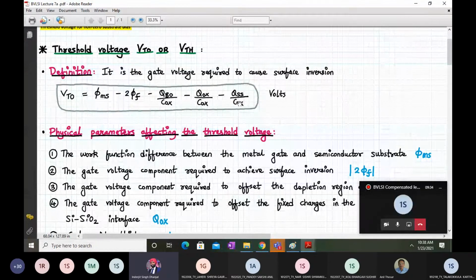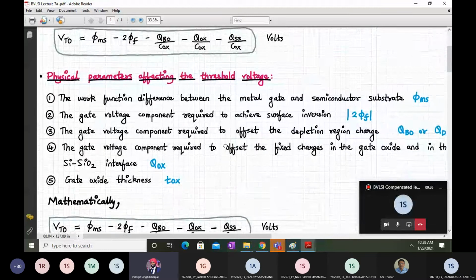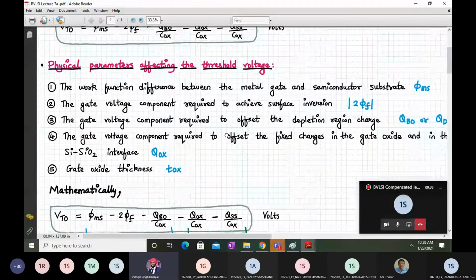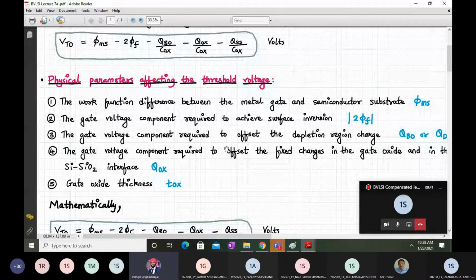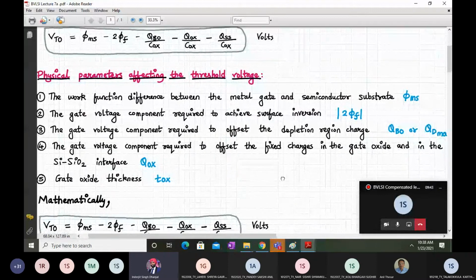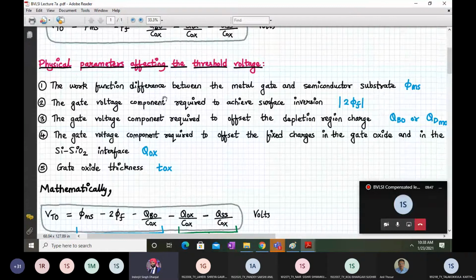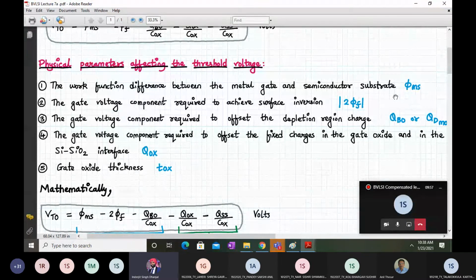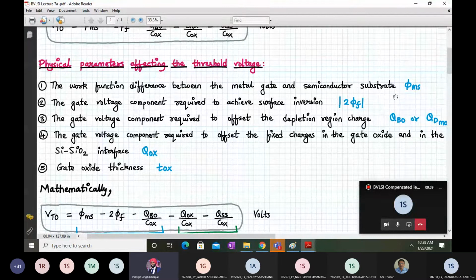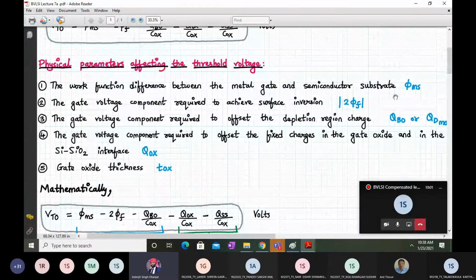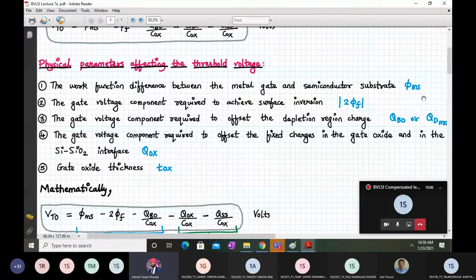We will come to it, but first we'll start with the physical parameters which are affecting the threshold voltage. The first parameter affecting it is the work function difference between the metal gate and the semiconductor substrate. You remember the gate can be made up of aluminum or polysilicon, whereas the silicon substrate is made up of n-type or p-type silicon material. So there will be a work function difference between them. The first factor is phi ms.